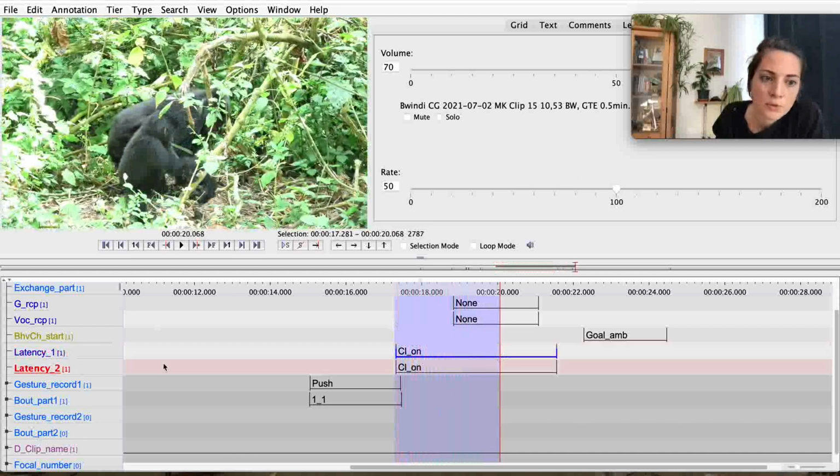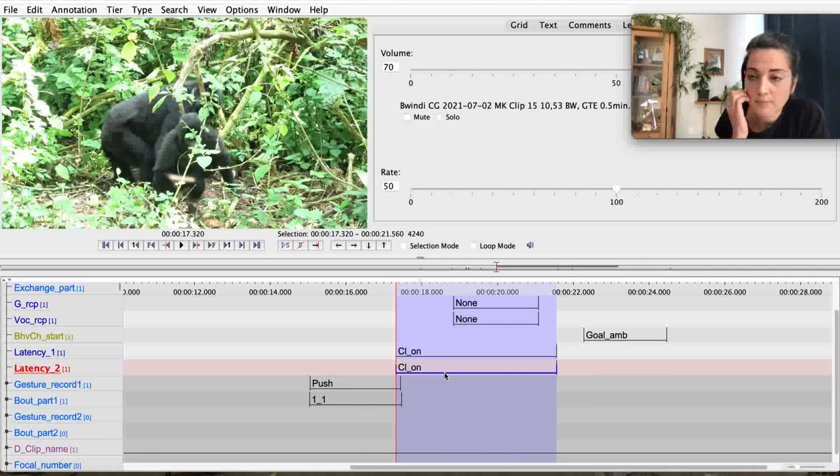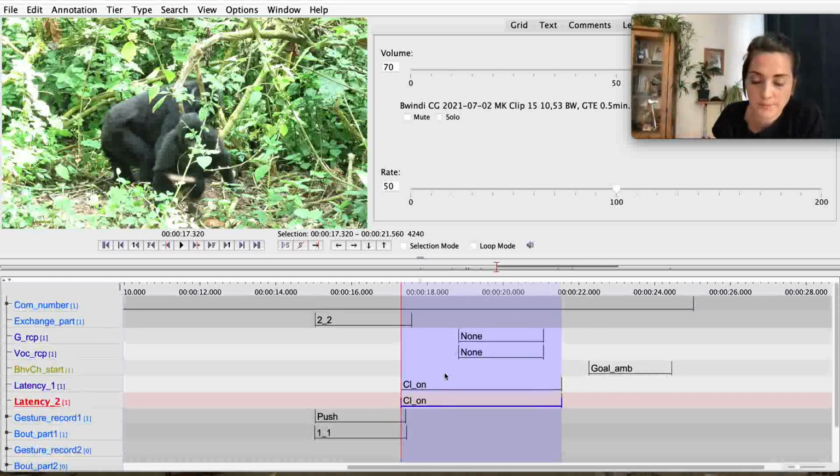And latency 2 is especially interesting for sequences. So this is the tier where we mark the reaction of the recipient, or the first reaction of the recipient after all information was available to him. So all the gestures in the sequence were already done. What was the first behavioral response then?